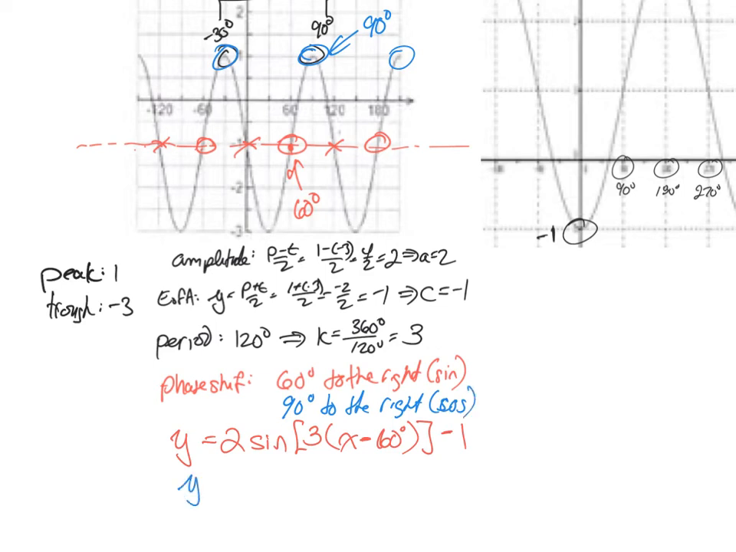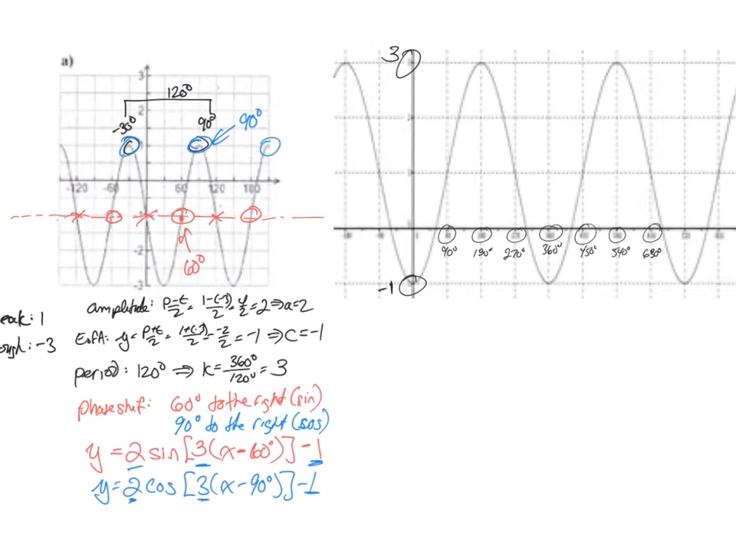So my equation for cosine is y is equal to 2 times the cos of 3x minus, in this case, 90 degrees, minus 1. So notice that 3 of the attributes are exactly the same for sine and cosine. The only difference is going to be the phase shift.